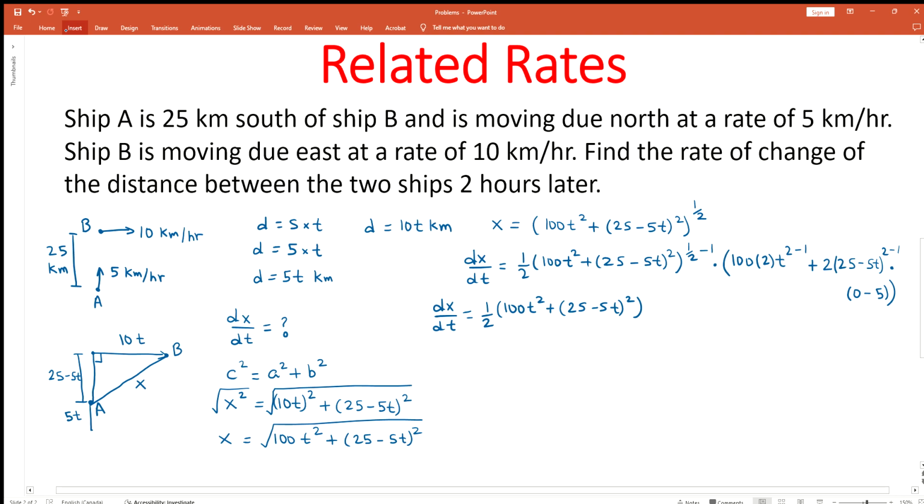In the exponent, half minus 1 is negative half. In the next part, 100 times 2 is 200. The exponent on t is 1. T to the power 1 is just equal to t. In the next part, the exponent on 25 minus 5t is just 1. So we ignore the exponent, and 0 minus 5 is negative 5. We have to find the rate of change of the distance between the two ships 2 hours later. So we can sub in t as 2 in this equation and find dx over dt.